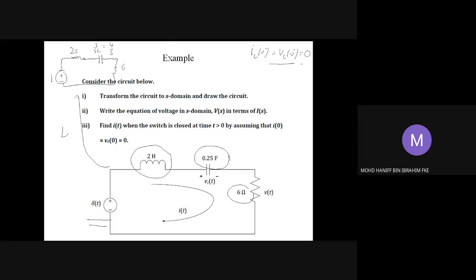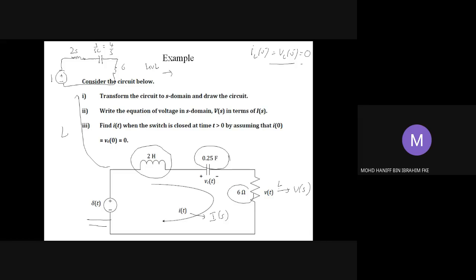Next, we need to write the equation of the voltage in the S domain. Basically, V(s) is the Laplace transformation of v(t), whereas for i(t) it will give us I(s). So we need to write the value of V(s) in terms of I(s), and we need to use KVL to find I(s). From these circuits, we can write the KVL.